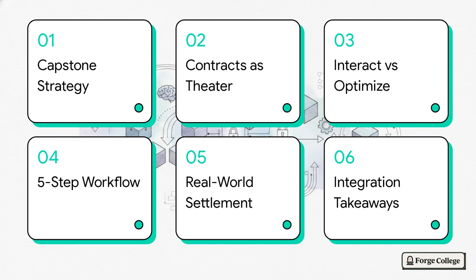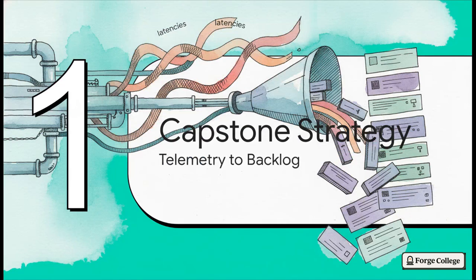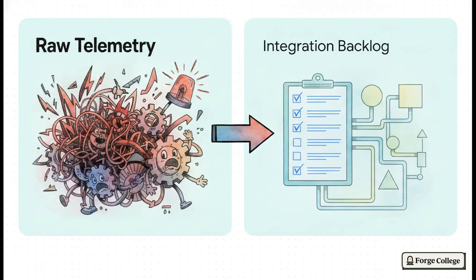Let's dive in. Section 1. The capstone integration strategy. Moving from telemetry to backlog. So your testing is done, but now it's time to actually translate those abstract latencies into real engineering work.